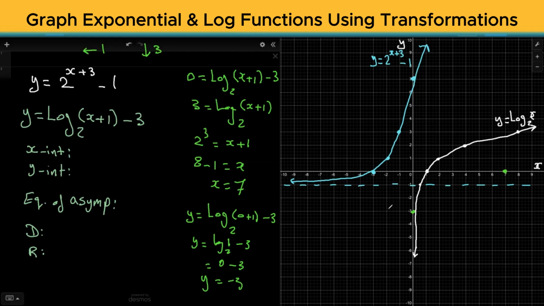So we know in the log graph, the y-axis is the vertical asymptote. So the vertical asymptote could only be affected by horizontal shift. So that means this asymptote moved one to the left. So your asymptote is going to be right here. So I'm just going to draw your asymptote first.